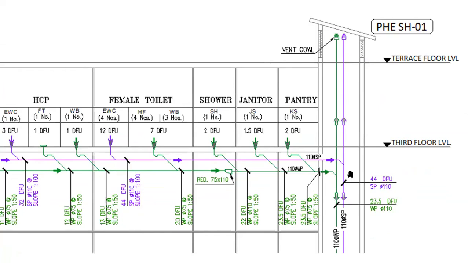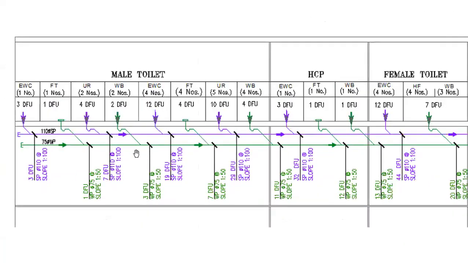This vertical pipe, how much load will be there? For the same load, 44 drainage fixture units will be there. We are maintaining soil pipe size 100 mm only here. So the starting size of the vertical pipe is 100 mm only. This is the starting size. If you go for the waste pipe, it is like that only.